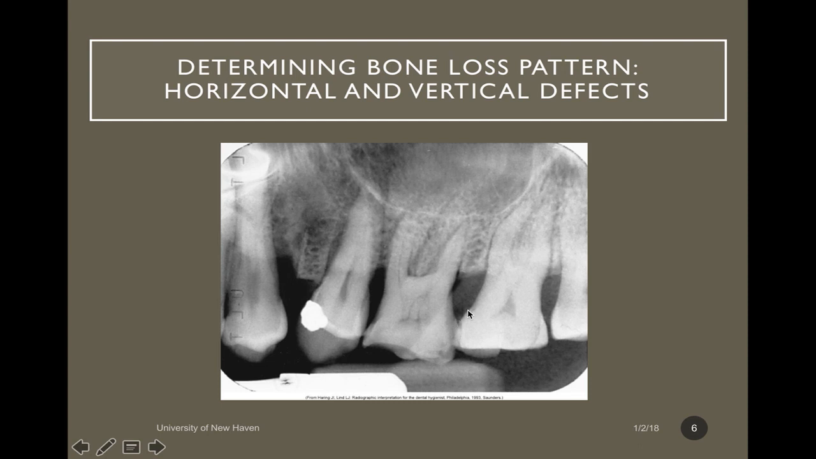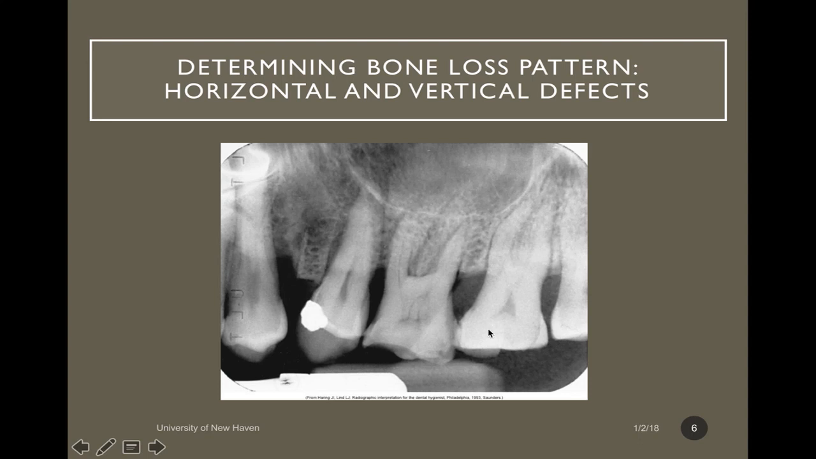Now between 14 and 15, when I trace my CEJ to CEJ and my crestal bone, these lines do look parallel. So this I would determine as horizontal. Same thing when I go over here between 15 and 16. These lines are parallel, so I would consider this area to be horizontal bone loss.